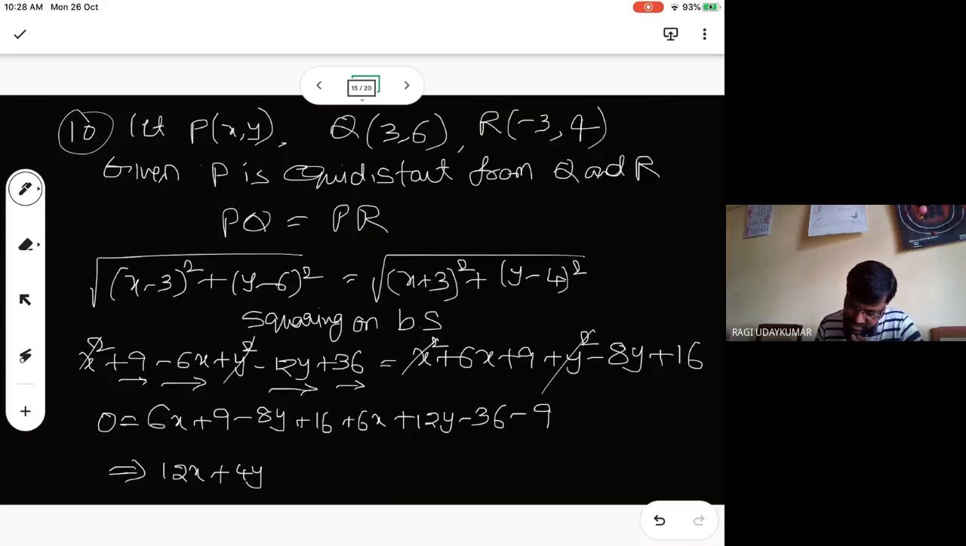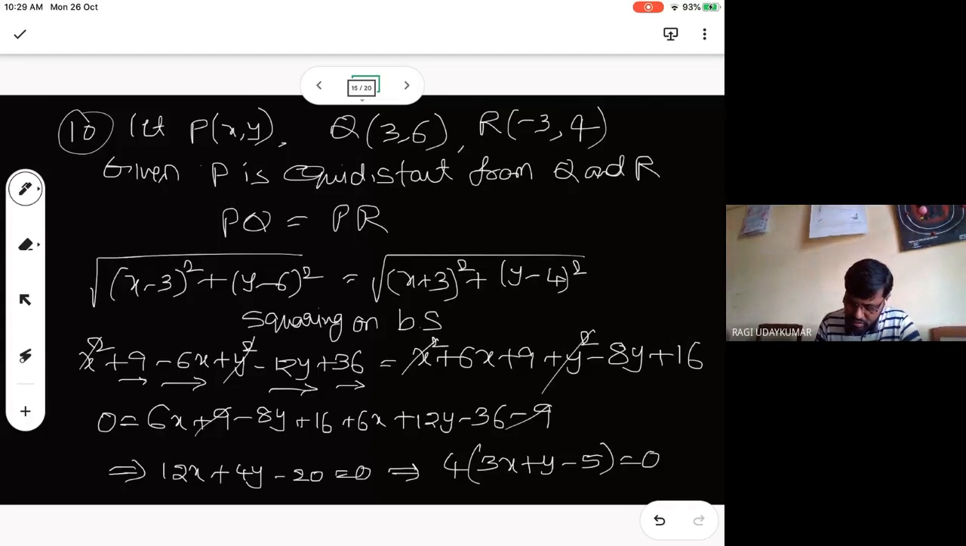36 minus 36. Is anything left? Minus 36 plus 16. So what do you get? Minus 20 is equal to 0. From this you can take the 4 as common. If you take 4 common, 3x plus y minus 5 is equal to 0. And this implies 3x plus y minus 5 is equal to 0.